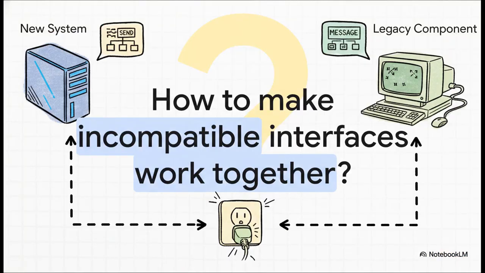All right, here's a headache I'm sure you've run into. You've got this shiny new system, but you have to make it talk to some old legacy code. Your new code calls a method named send, but the old code has a method called sendMessage. They're supposed to do the same thing, but the names are different. They're incompatible. It's literally like trying to plug a European power cord into an American wall socket.